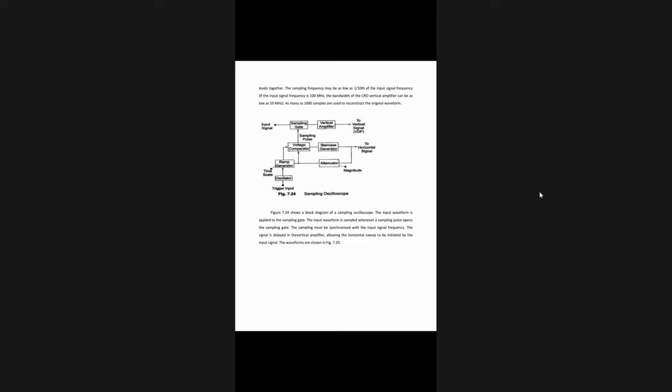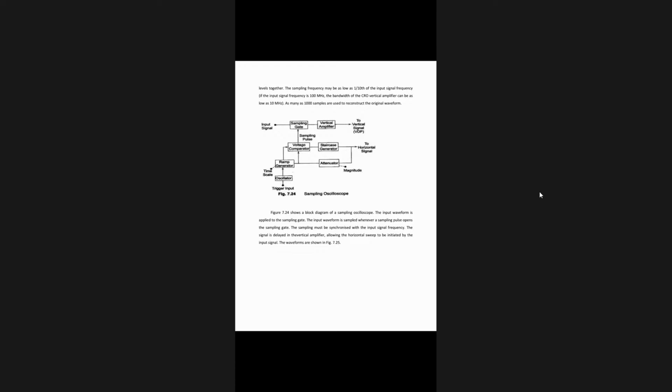So this is the diagram of the sampling oscilloscope. You can see here the input signals are taken and they go to the sampling gate. Here some samples are taken through the sampling gate, and the signal for the sampling gate is given from the output of the voltage comparator. This is the sampling pulse, meaning we take the sample only for this pulse duration, right? And that sample is given to the vertical amplifier, and after that to the vertical deflection plate.